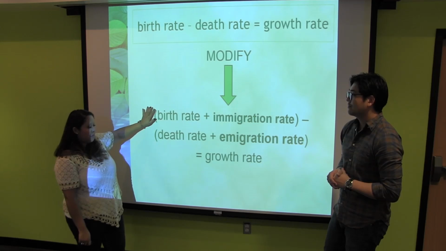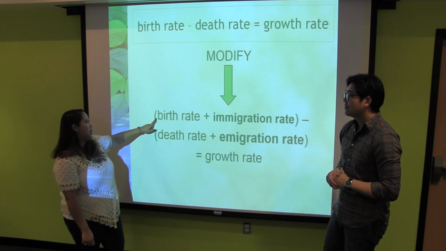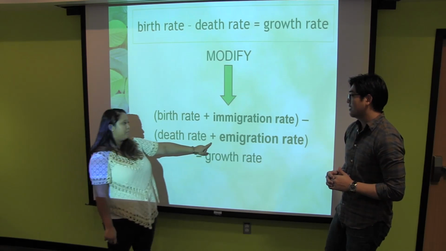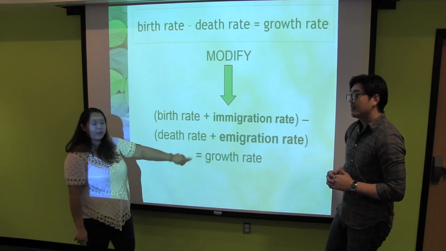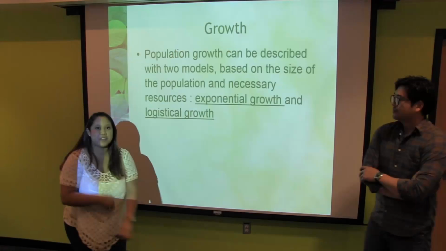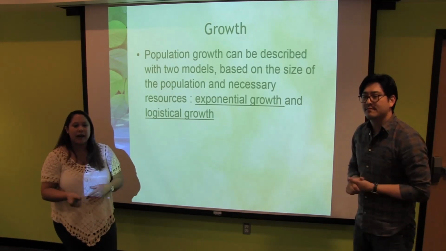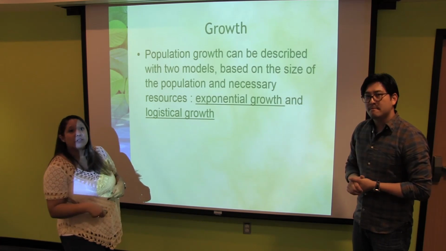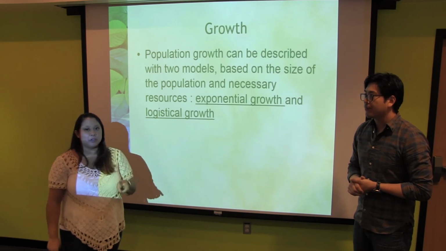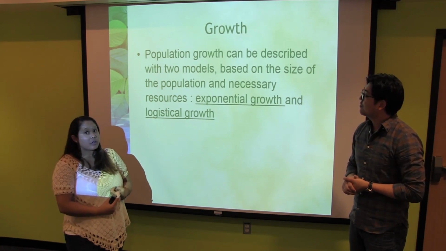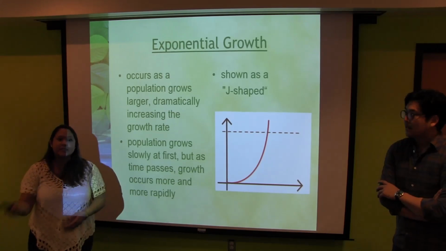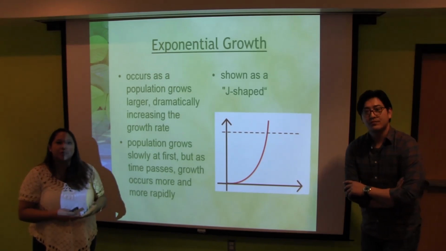So now that we can modify the equation, you're going to see that birth rate plus immigration rate minus death rate plus emigration rate is going to equal your overall growth rate. Right. Okay, so now that we just described how population growth is affected, let's look at the mathematical models. Population growth can be described using two different models: exponential growth and logistic growth. So let's dive into those.